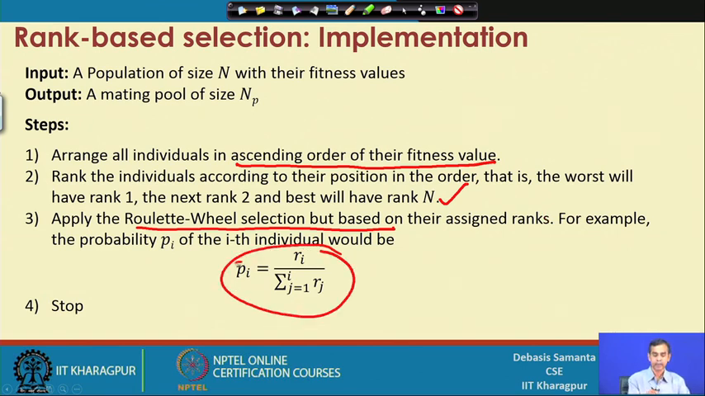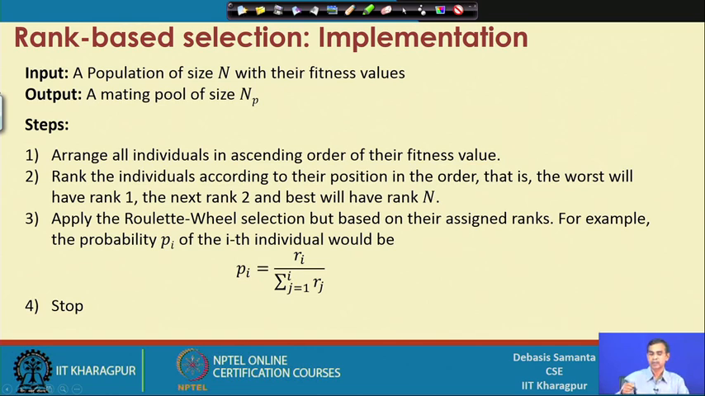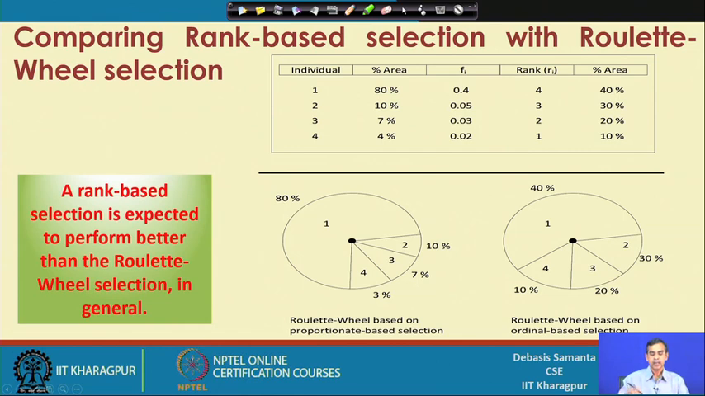Basically, Pi, you can note, was calculated in a different manner in Roulette wheel selection, but here it is calculated based on their rank. So this is the procedure that we can follow, and now let us see how it is beneficial compared to Roulette wheel based selection. If we follow the Roulette wheel selection, the wheel looks like this, and if we follow the rank based selection, the wheel looks like this.